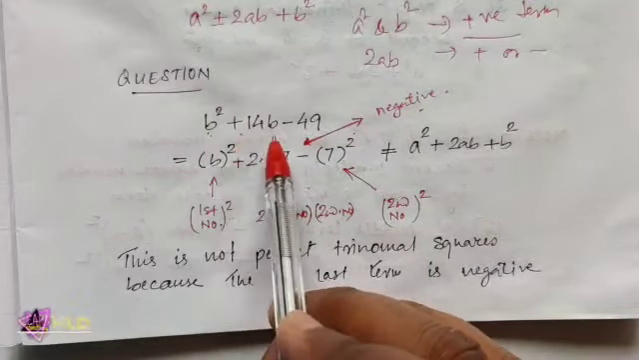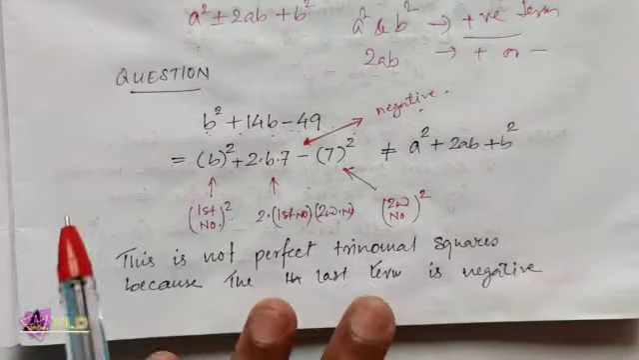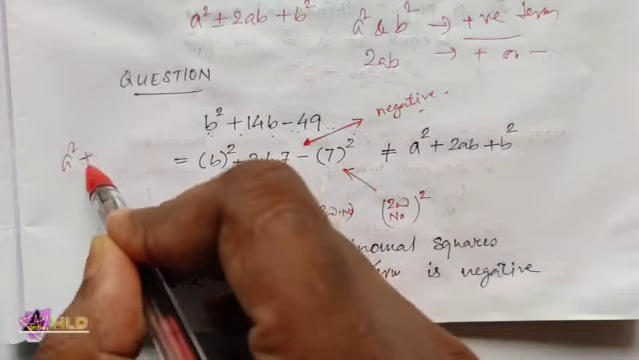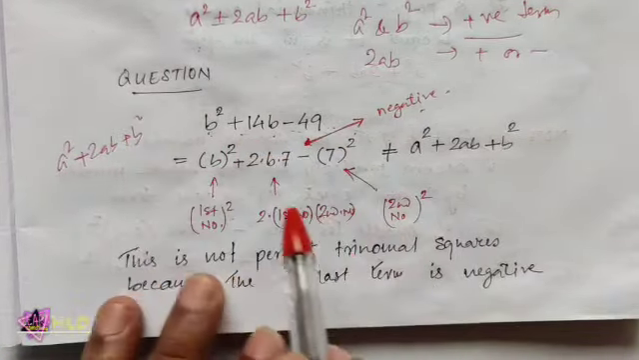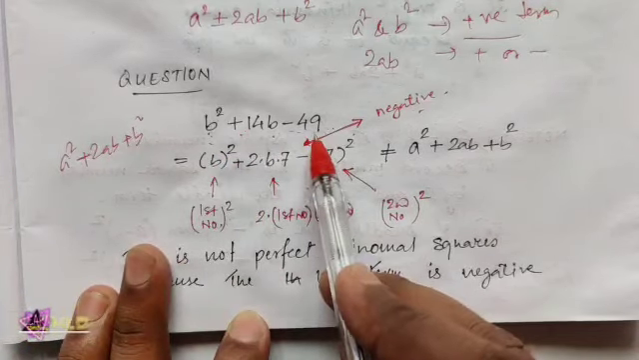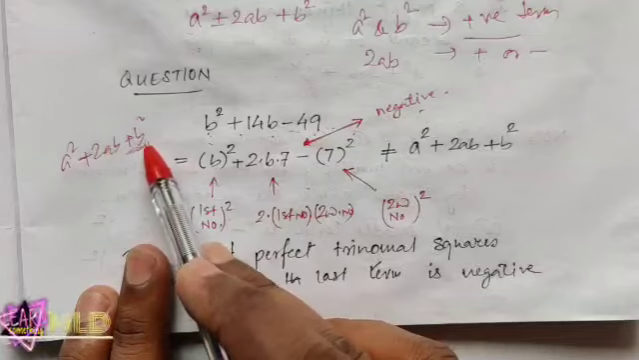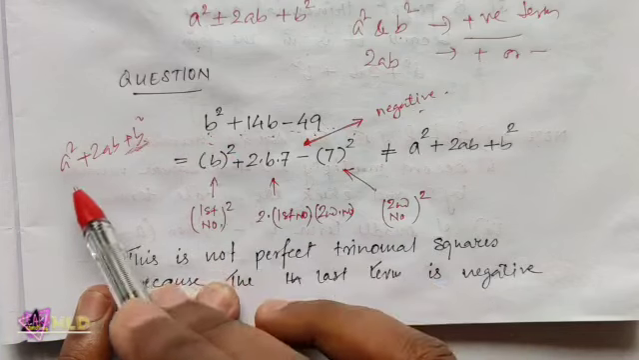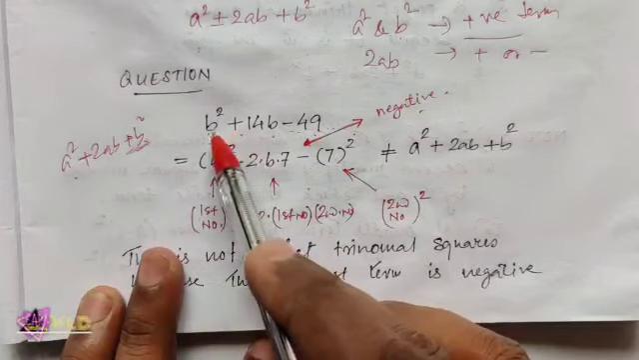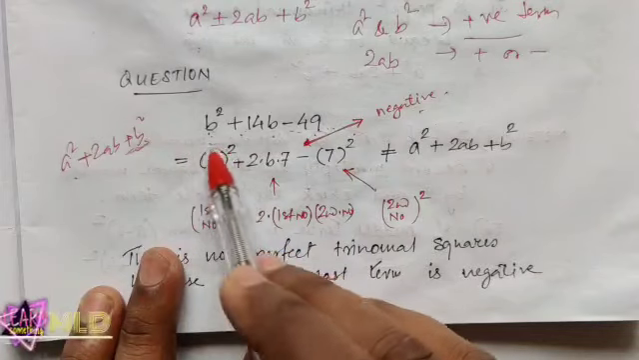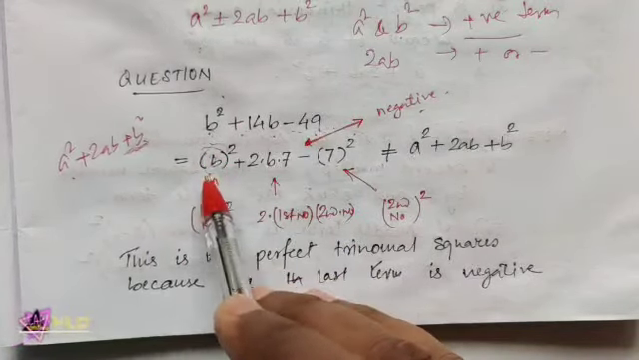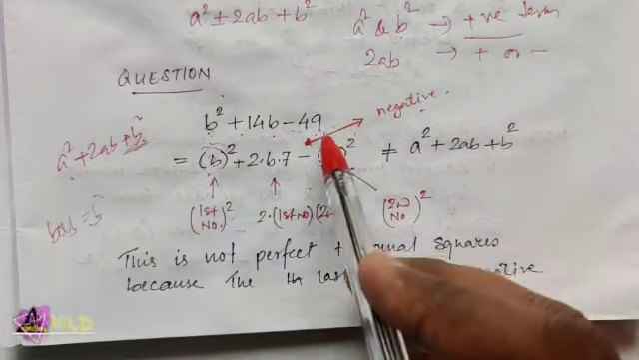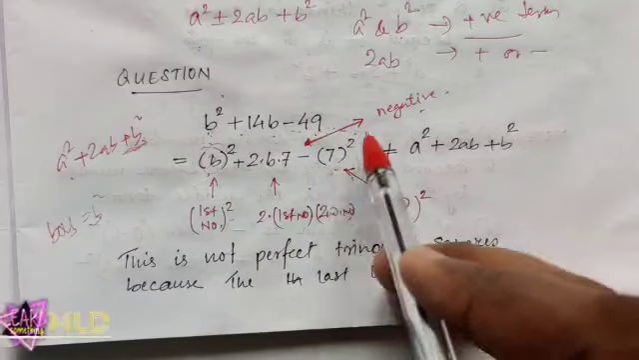Now this is b square plus 14b minus 49. First let us try to express it in a square plus twice ab plus b square form. Clearly this is not a perfect trinomial square. Simply you can see the b square term is positive, but here the last term is negative, and it cannot be negative as I have marked here. Then also let us see if we can find a square and b square. The first term is b square; if you multiply b 2 times you get b square, so b is the first number. And to get 49 you need 7, because if you multiply 7 2 times you get 49.